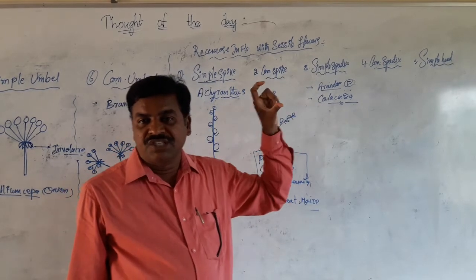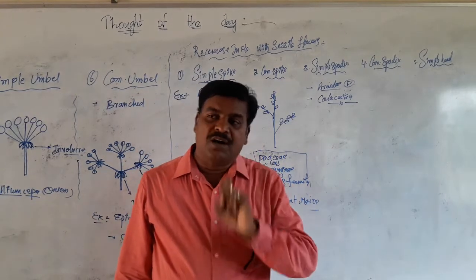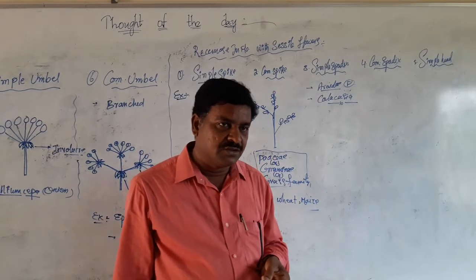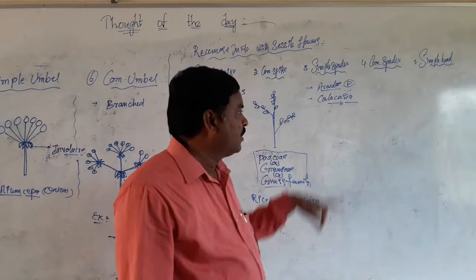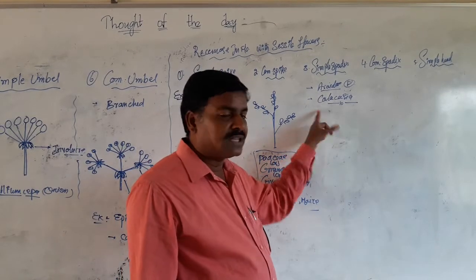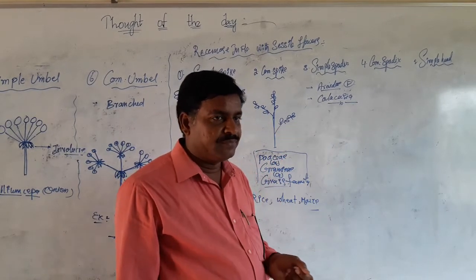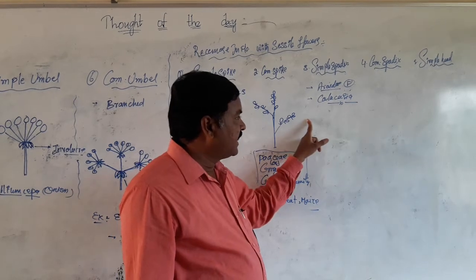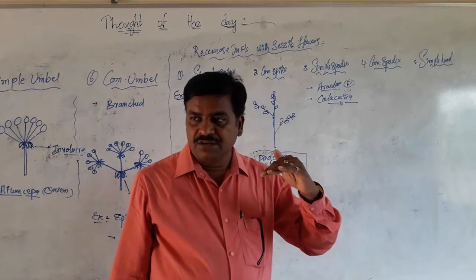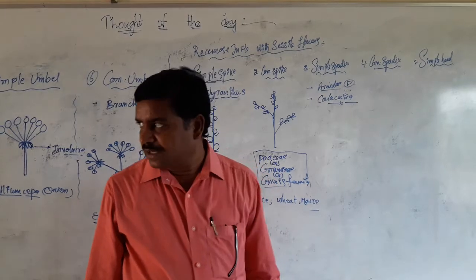And other examples are jimikand and amorphophallus. These underground stem manifestations are called corms. One is Colocasia and the second one is Amorphophallus. So Colocasia and the underground stem manifestation corm can be called one type of thing.